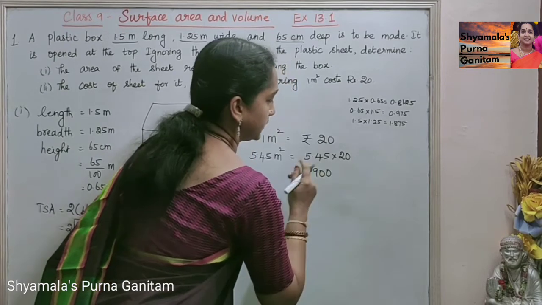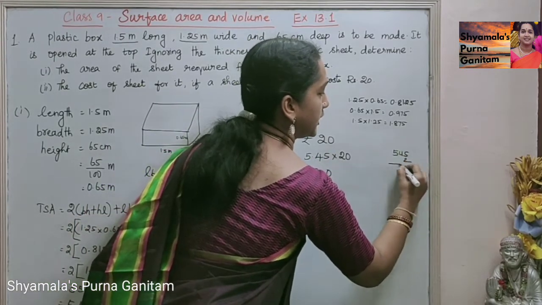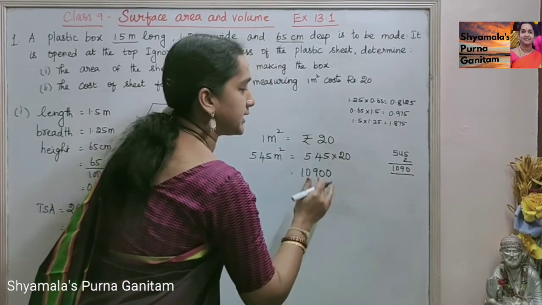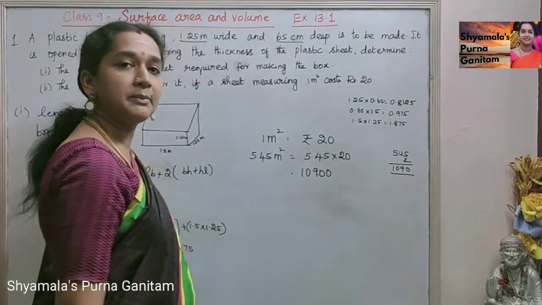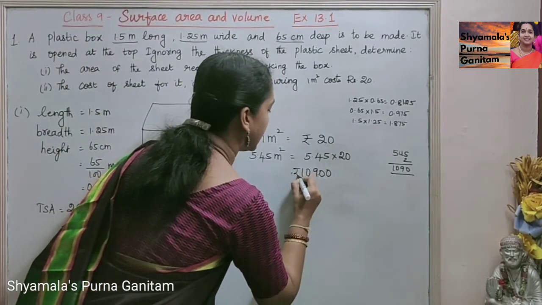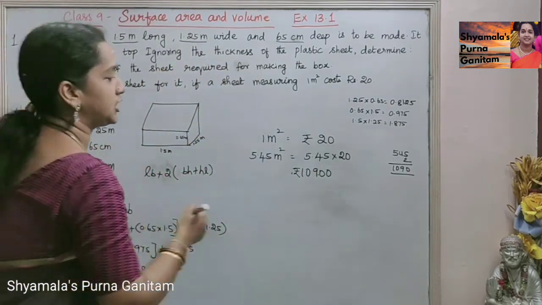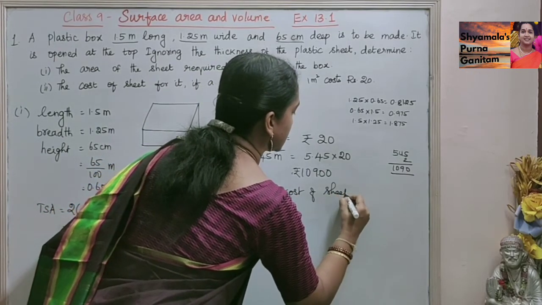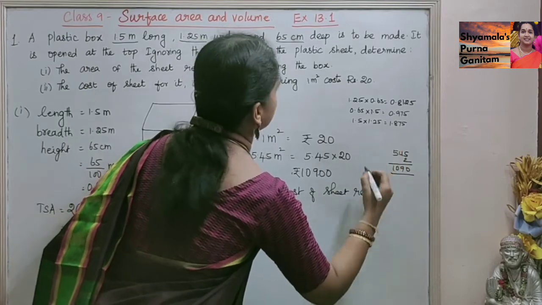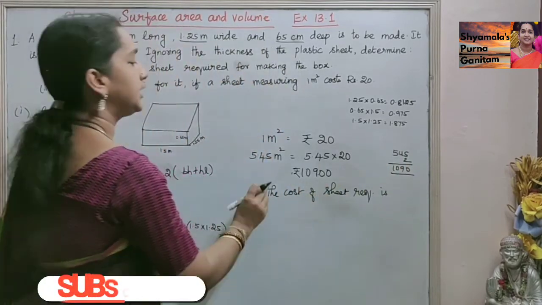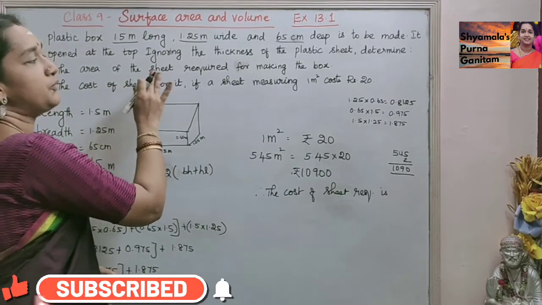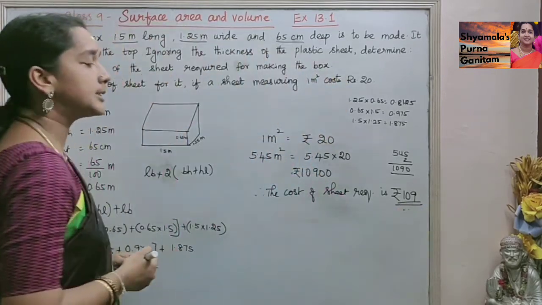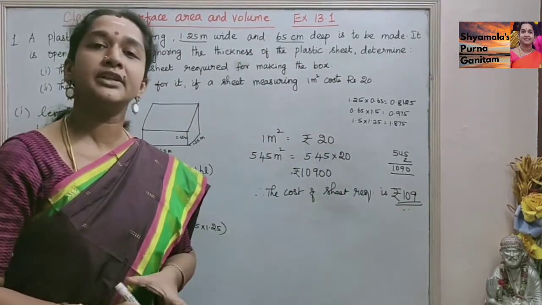So 545 into 2 will be 1090. When we keep the decimal point, it will be 109 rupees. Therefore, the cost of the sheet required is rupees 109. So 109 rupees is the cost for the given sheet.